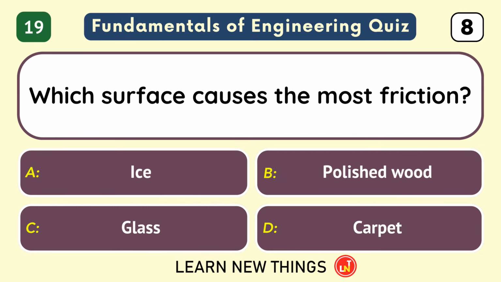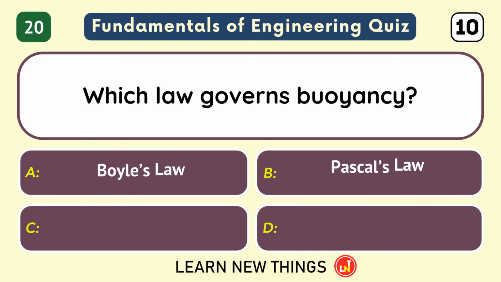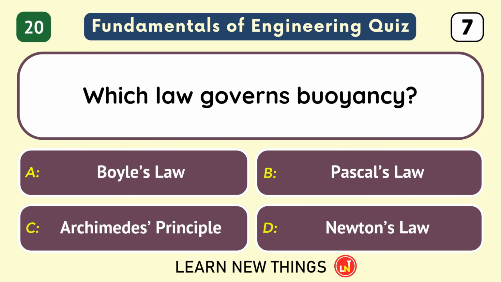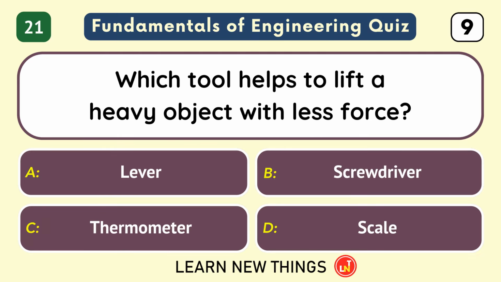Which surface causes the most friction? Carpet. Which law governs buoyancy? Archimedes' principle. Which tool helps to lift a heavy object with less force? Lever.